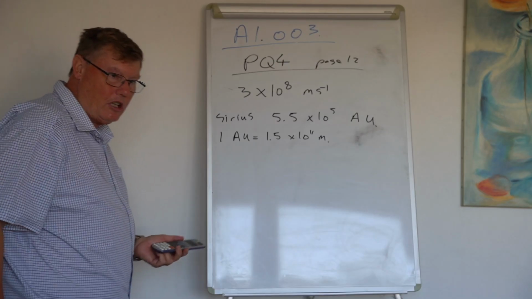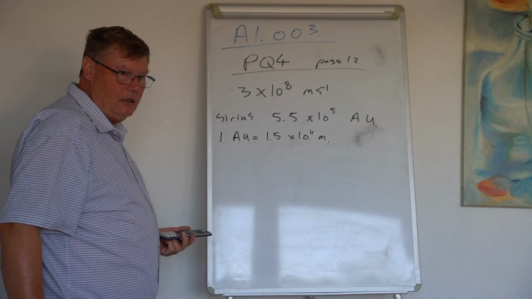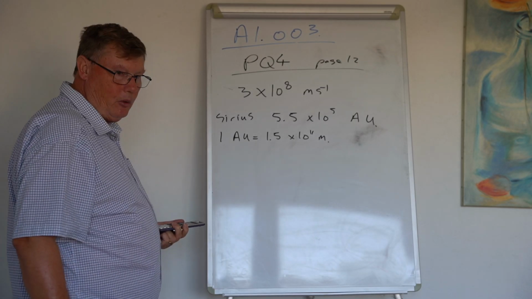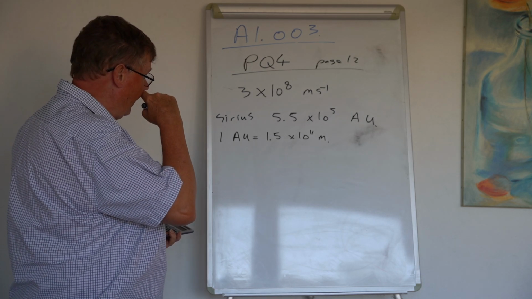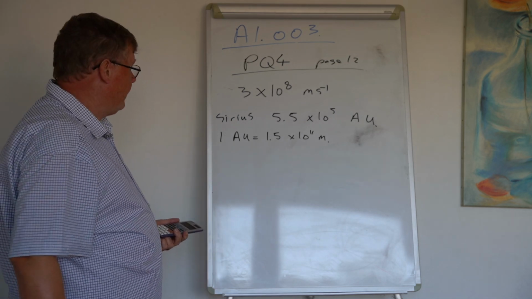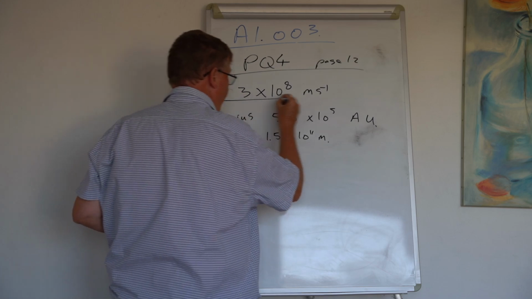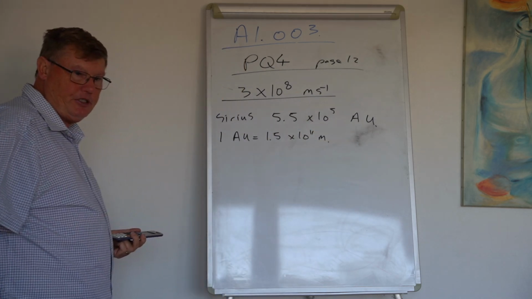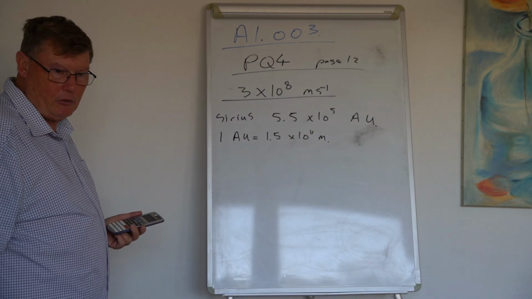Excellent. Okay, welcome back. We're now going to handle practice question 4, page 12. Again, they're throwing lots of different stuff at you, so let's spend some time and go through this. You are told the speed of light is 3 times 10 to the 8 meters per second. That is correct, and that's the number you will use from now on.